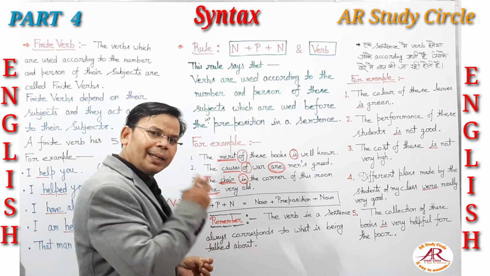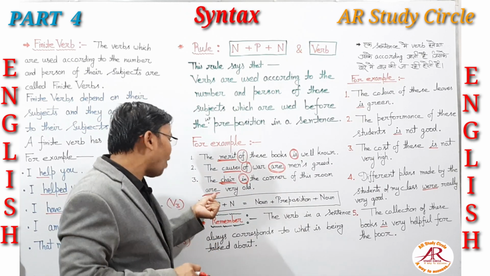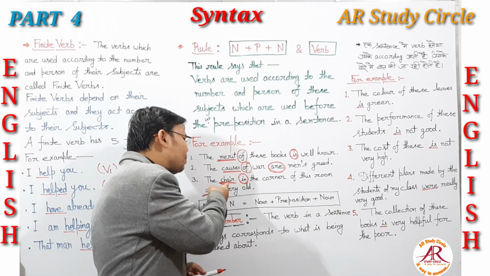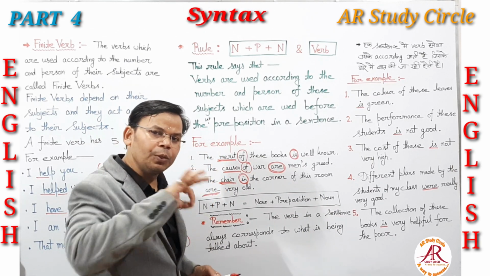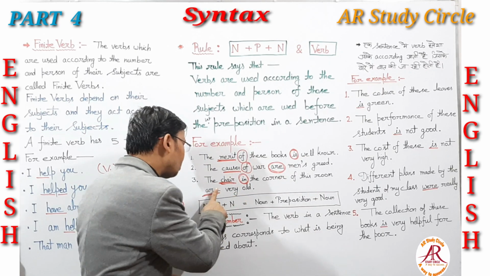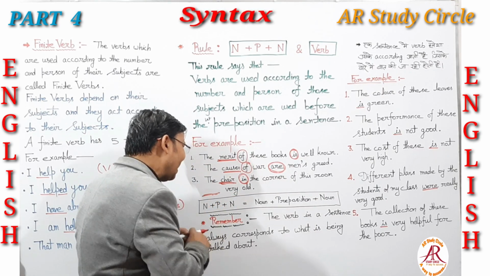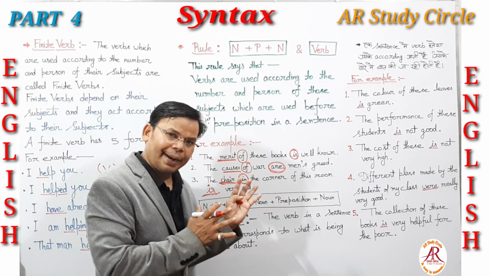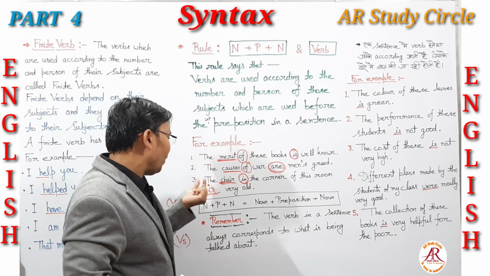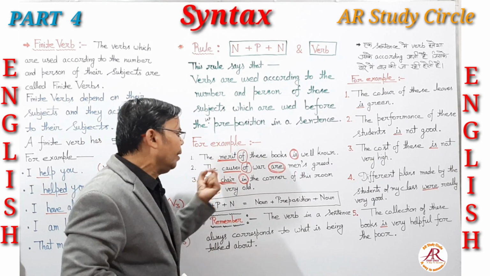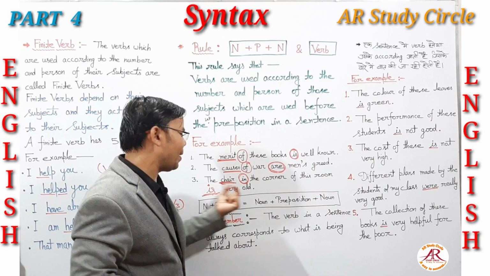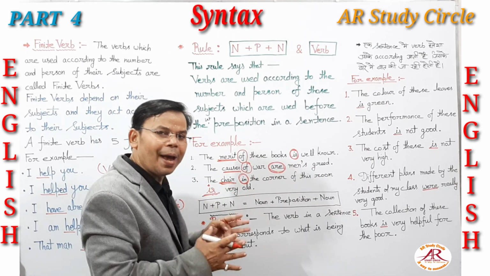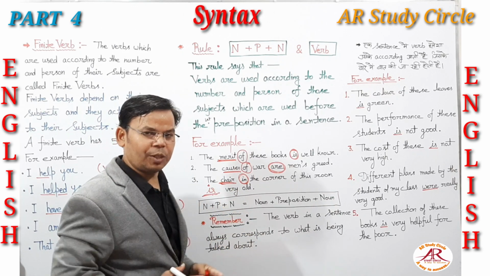So we have to correct this sentence. In place of are, we have to use is. Why? Because the subject is singular, that's why we have to use a singular verb. So our verb is is. Now this sentence is correct: the chair in the corner of this room is very old. This is the correct sentence.